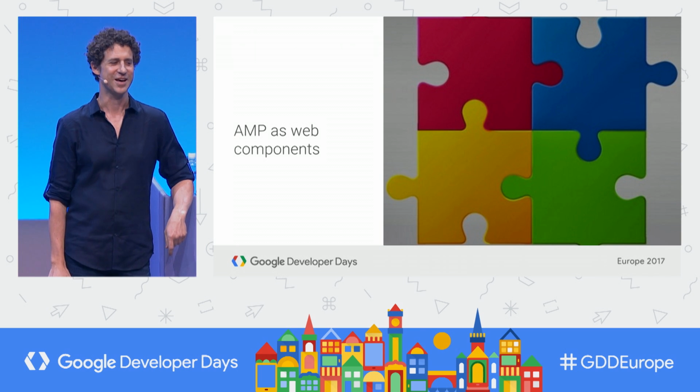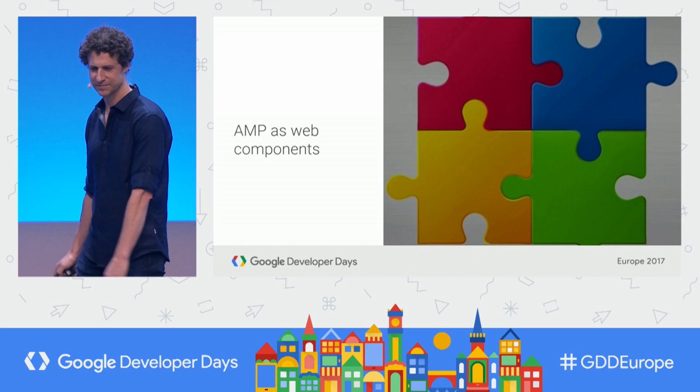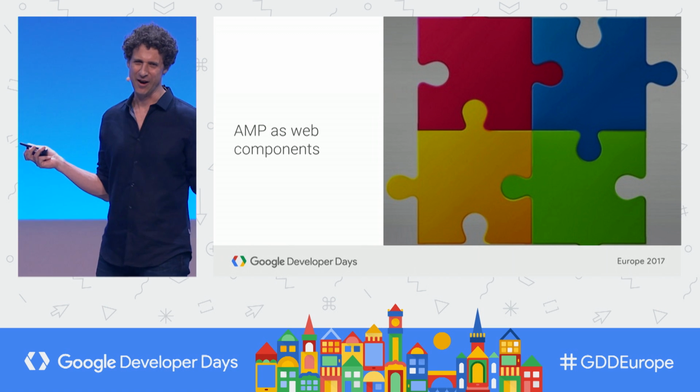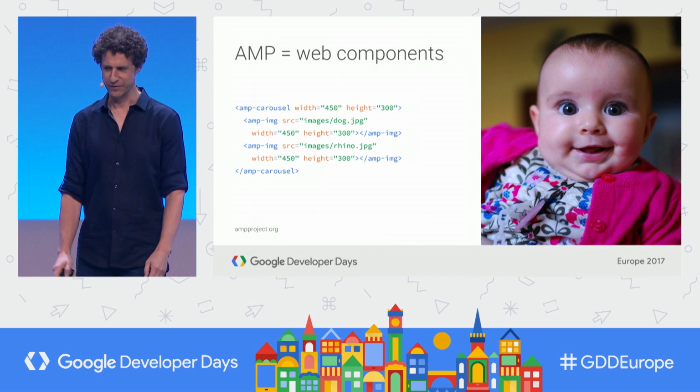I love that name, Shadow DOM. First of all, AMP as web components. This actually is kind of obvious. AMP is really a library of web components. Here are some examples of those things.